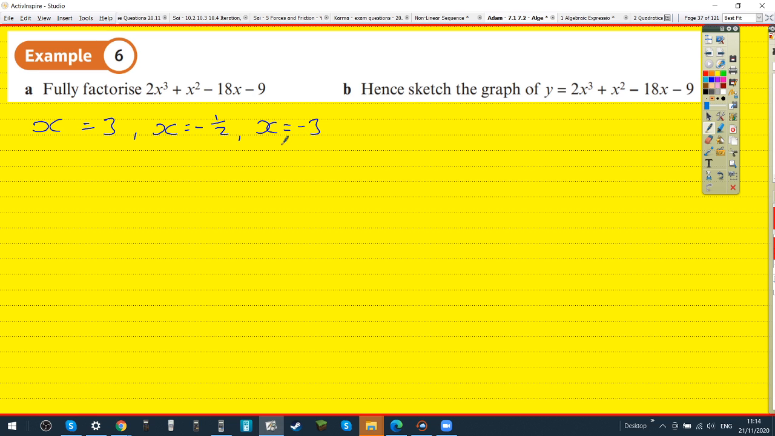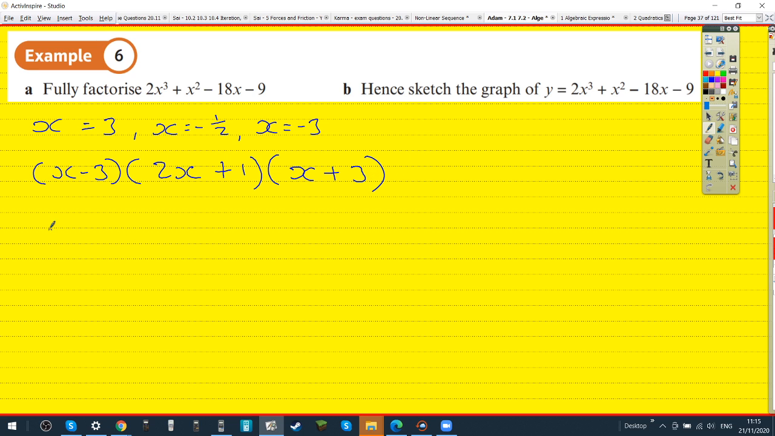So it would be brackets x minus 3. And then would this one be 2x is 1? So 2x would be equal to minus 1. And so bracket 2x plus 1. And the last one would be x plus 3.